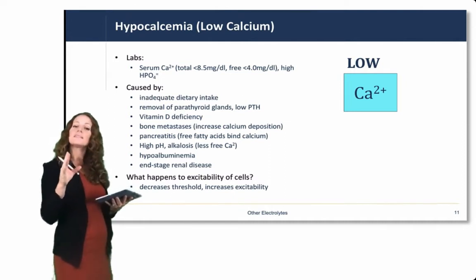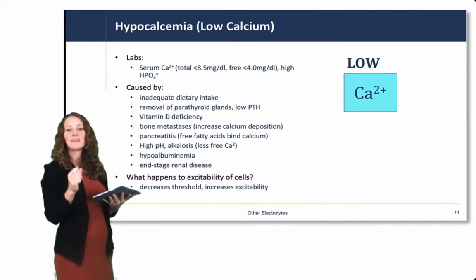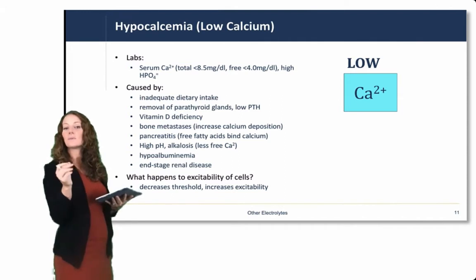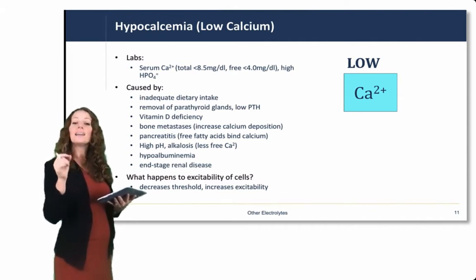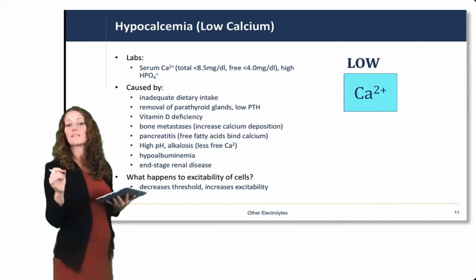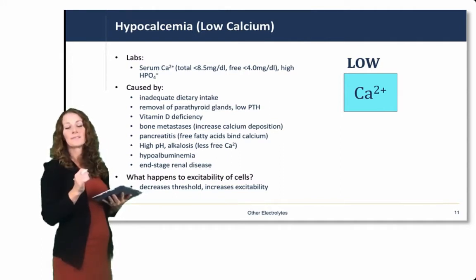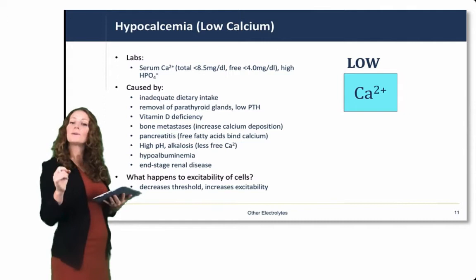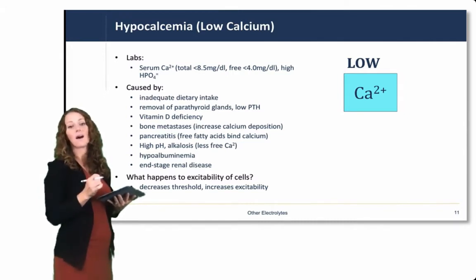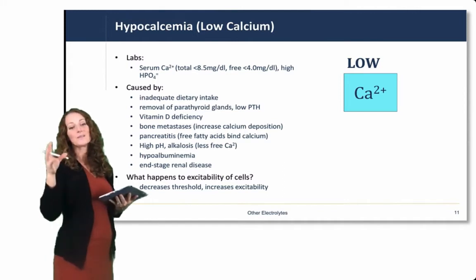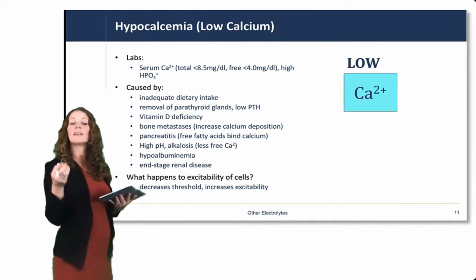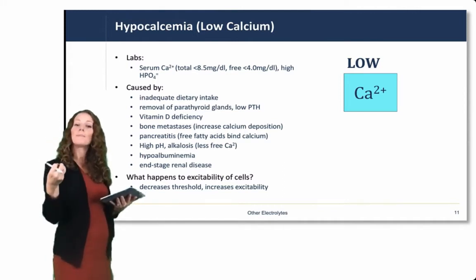Low calcium is hypocalcemia. This would be a serum calcium level which is less than 8.5, or a free ionized calcium level which is less than 4. It can also coincide with a high phosphate value because calcium and phosphate bind together. So if there's a lot of phosphate in the blood, that calcium will be bound up into that phosphate.